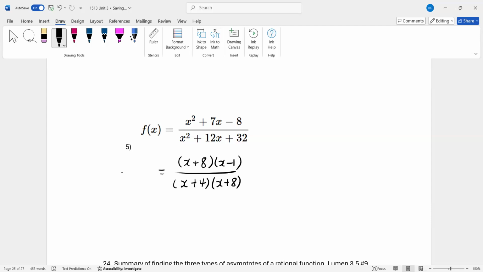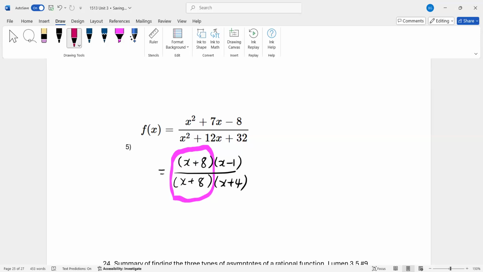Okay, as you can see, I'm going to switch the order. x plus 8, x plus 4. This way you can see it better. x plus 8, as you can see, is common, right?